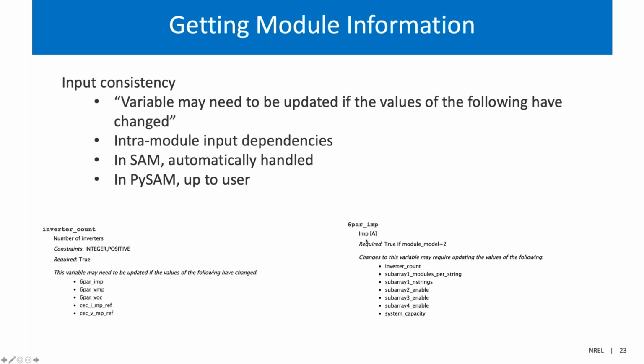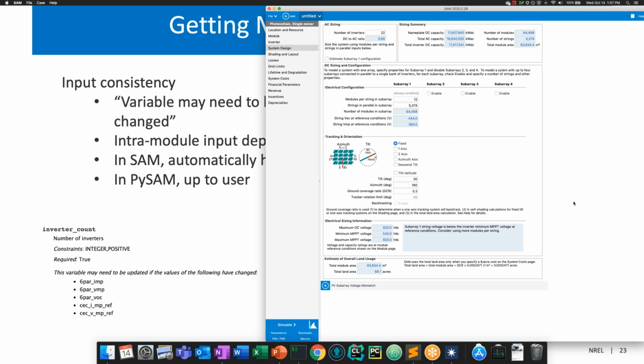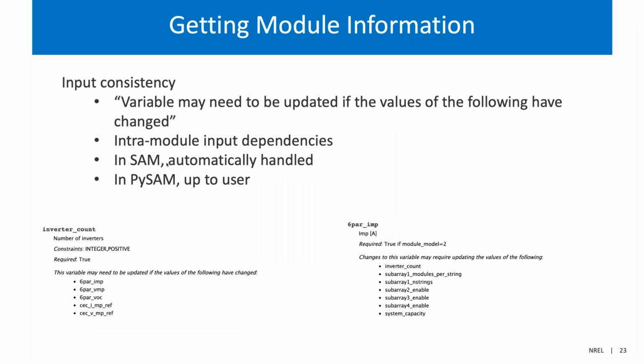And this dependence is mutual. If you go to the 6-par IMP documentation, you'll see that it depends on the inverter count, but it also depends on your subarray design. And so in SAM, this is automatically handled for you with the system design feature. This will alert you to cases where your string voltage or power is mismatched. But in PySAM, this is up to the user.